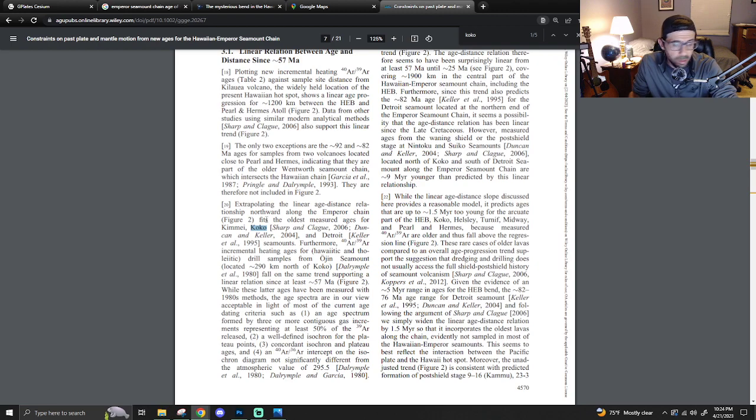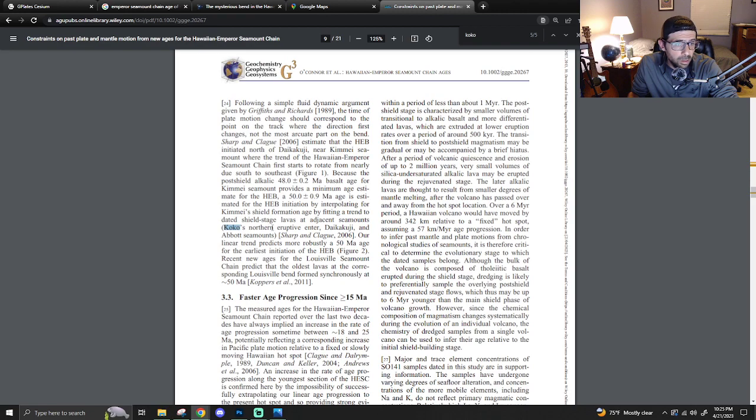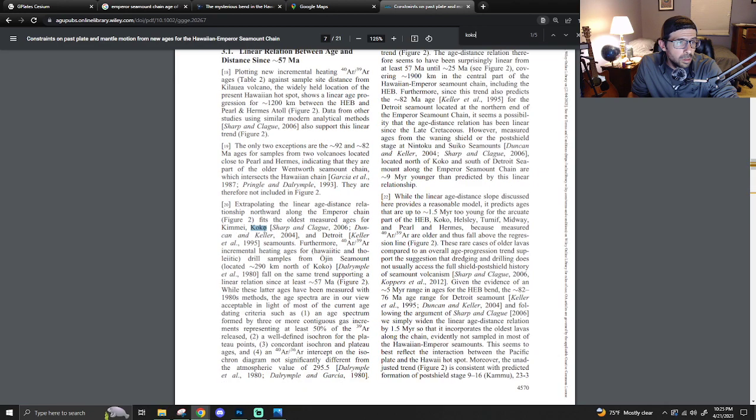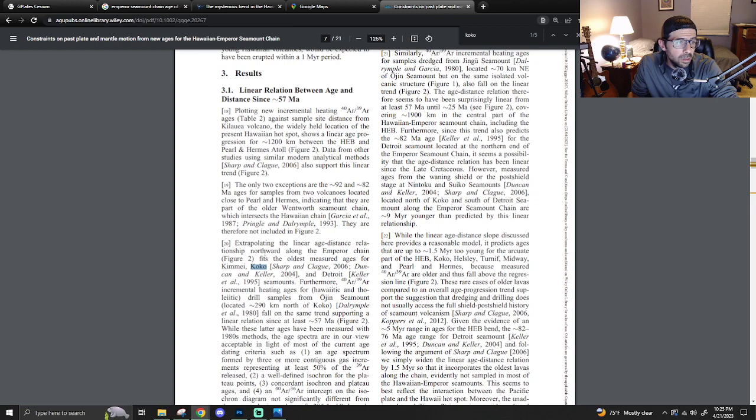Figure 2. North of Koko. Too young. Koko. Maybe 50. Koko. Only 92 and 82 million year ages for samples from two volcanoes located close to Pearl and Hermes. Older Wentworth seamount chain, which intersects the Hawaiian chain.